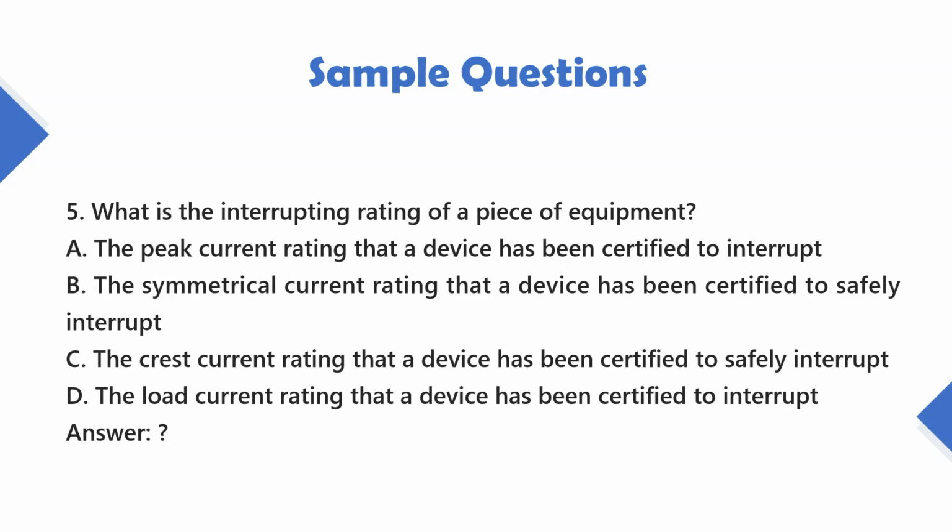5. What is the interrupting rating of a piece of equipment? A. The peak current rating that a device has been certified to interrupt. B. The symmetrical current rating that a device has been certified to safely interrupt. C. The crest current rating that a device has been certified to safely interrupt. D. The load current rating that a device has been certified to interrupt.